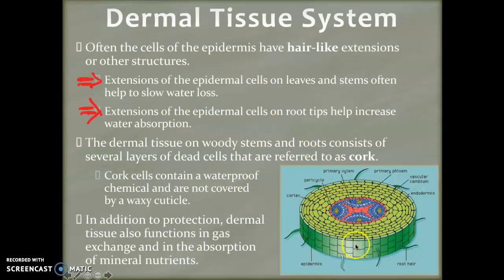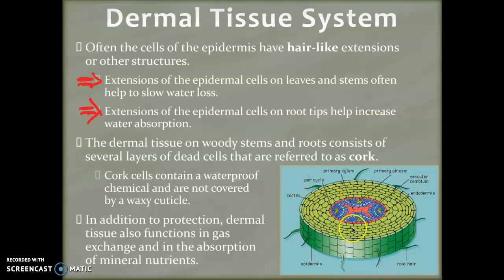Also, on the dermal tissue system, you're going to have these small hair-like extensions, and these are really important because they help to slow water loss, and they also increase water absorption. So they have 2 functions: preventing water loss and increasing water absorption.